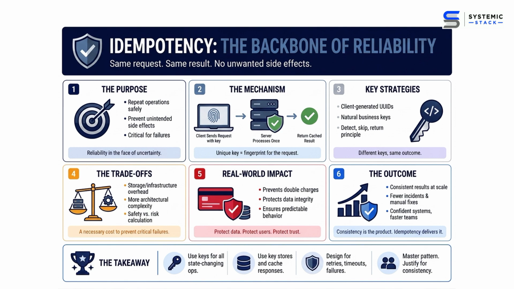We also touched on the trade-offs, right? Adding this layer introduces some storage overhead and architectural complexity, but it's the price we pay to prevent critical failures like double charging a customer. Ultimately, mastering this pattern is about protecting data integrity when things get messy over the wire. You're now equipped to justify this choice whenever consistency is on the line.